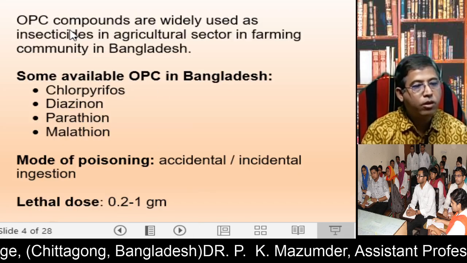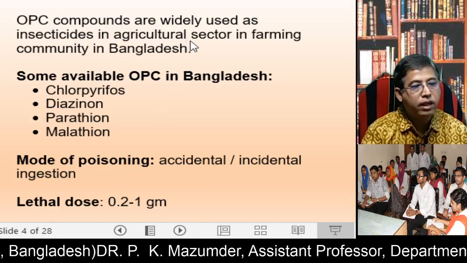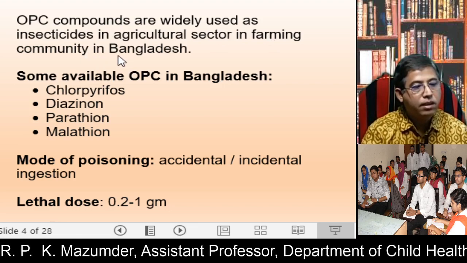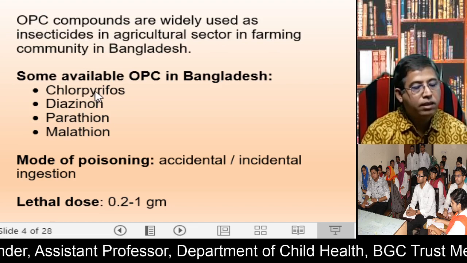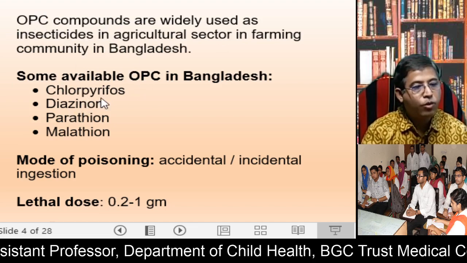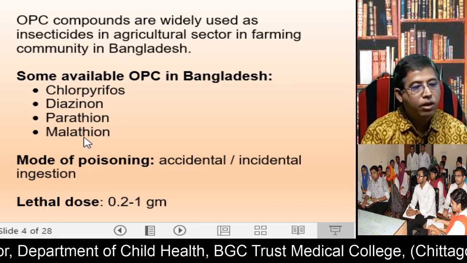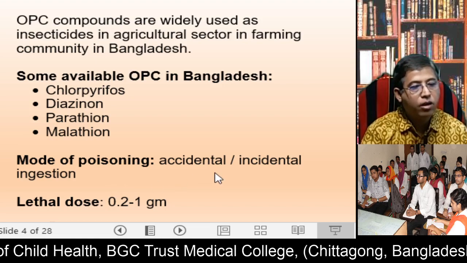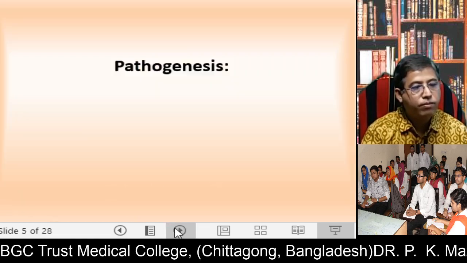What do you mean by OPC compound? This OPC compound is usually used in the agricultural sector, in the farming community in Bangladesh. It is available in Bangladesh in the form of chlorpyrifos, diazinon, parathion, malathion, and the modes of poisoning are accidental or incidental ingestion. Lethal dose is 0.2 to 1 gram.